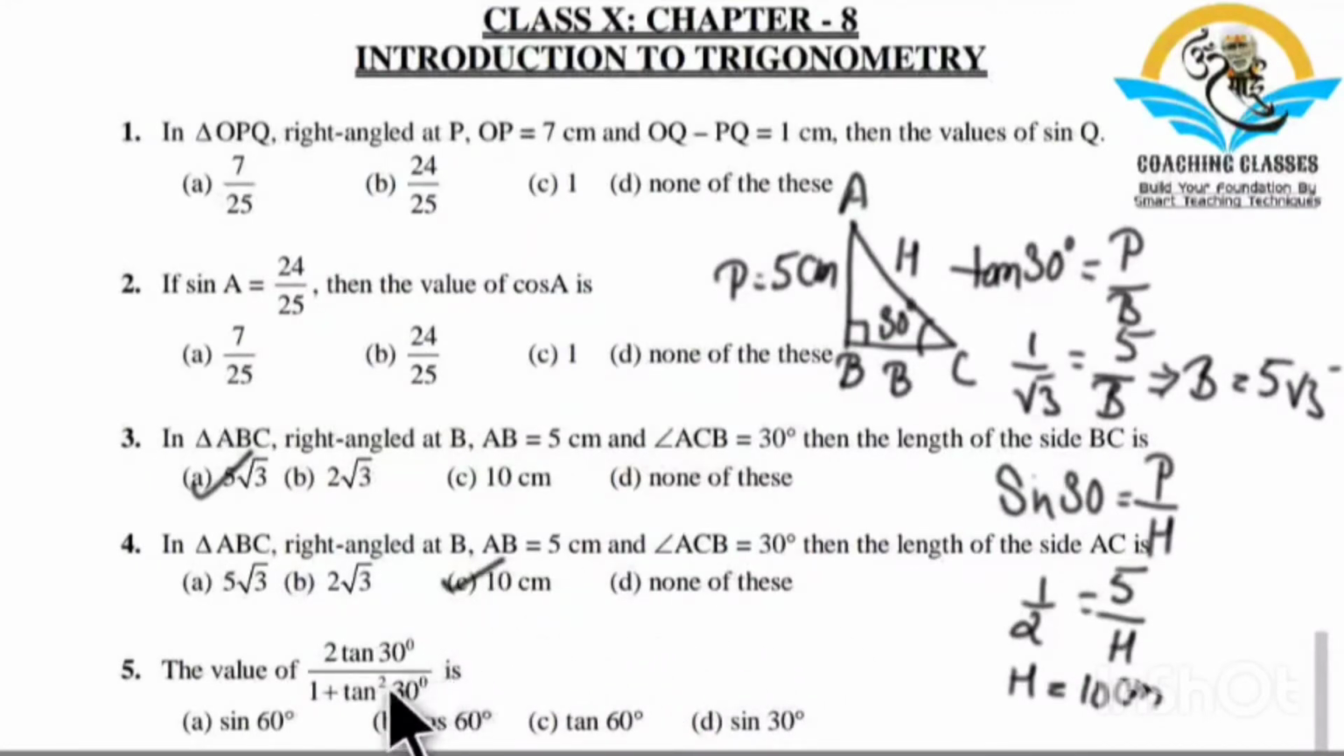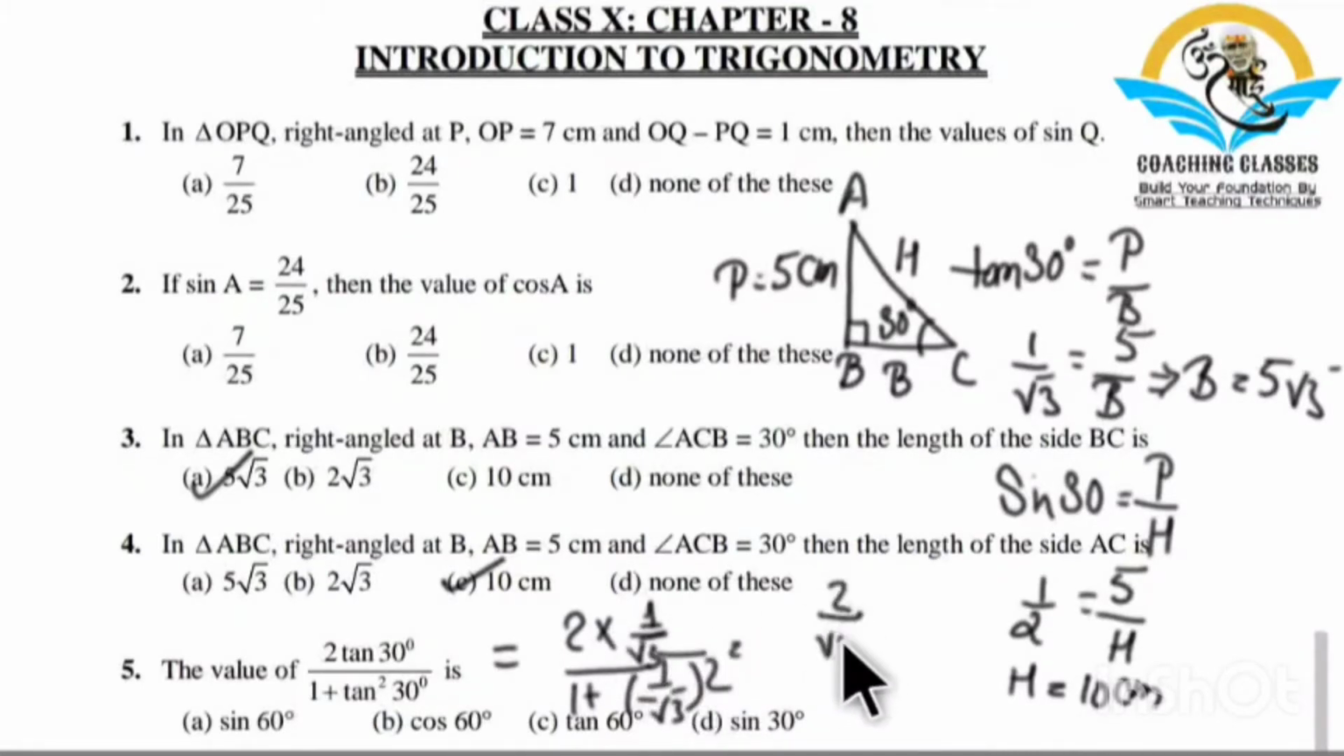Now question number 5, 2 tan 30 upon 1 plus tan square 30. Here you simply put the values of tan 30, that is 1 by under root 3, upon 1 plus (1 by under root 3) square.